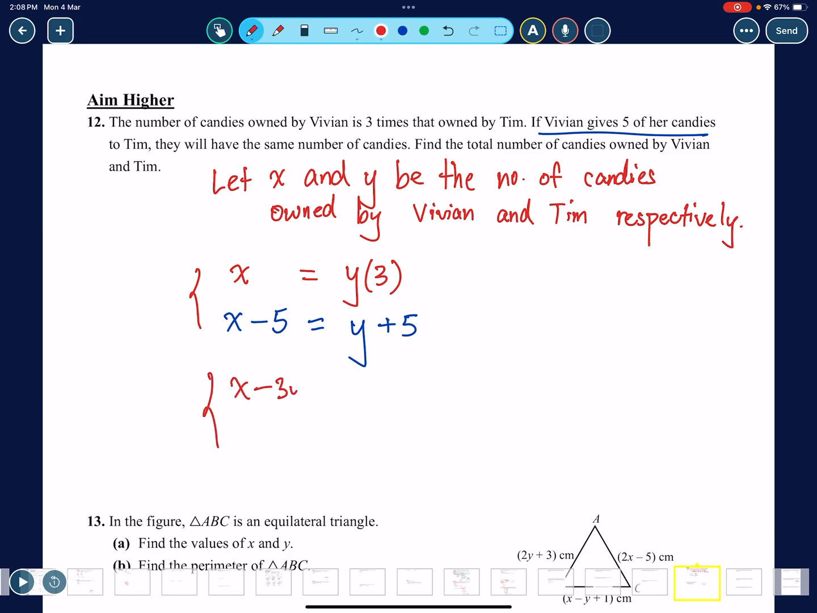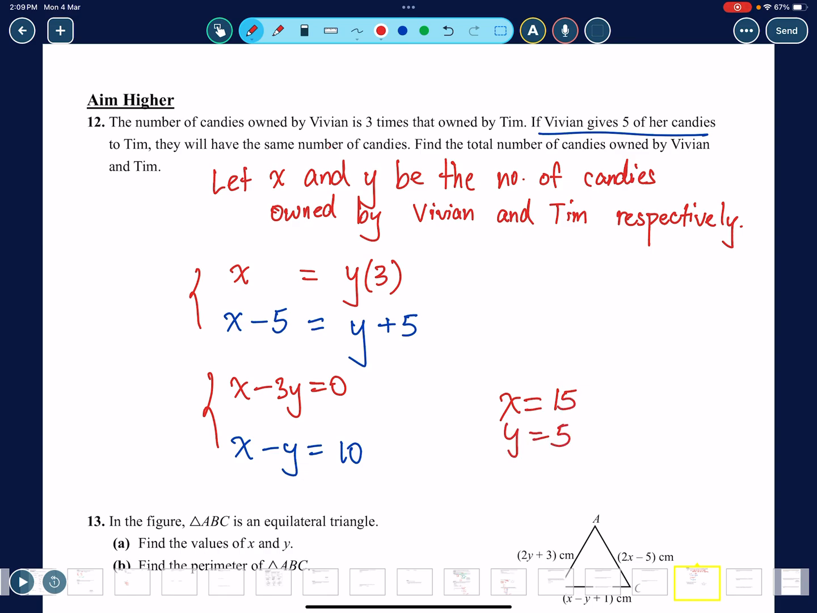X minus 3y equals 0. X minus y equals 5 plus 5, which is 10. Put them on the calculator. I'm not going to go slowly now in the program. Hopefully you got it. If you did not get it, then go back to the first part of the video. 1, -3, 0, 1, -1, 10. X is 15. So Vivian has 15 and Tim has 5.